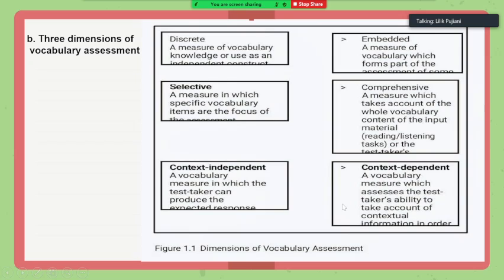In discrete, there is embedded, a measure of vocabulary which is part of the assessment of some other construct, and comprehensive, a measure which takes account of the whole vocabulary content of the input material, whether this is reading, listening tasks, or test takers. And context dependent: a vocabulary measure which assesses the test taker's ability to take account of the contextual information. Those are the three dimensions of vocabulary assessment. Now we go on to the next slide.